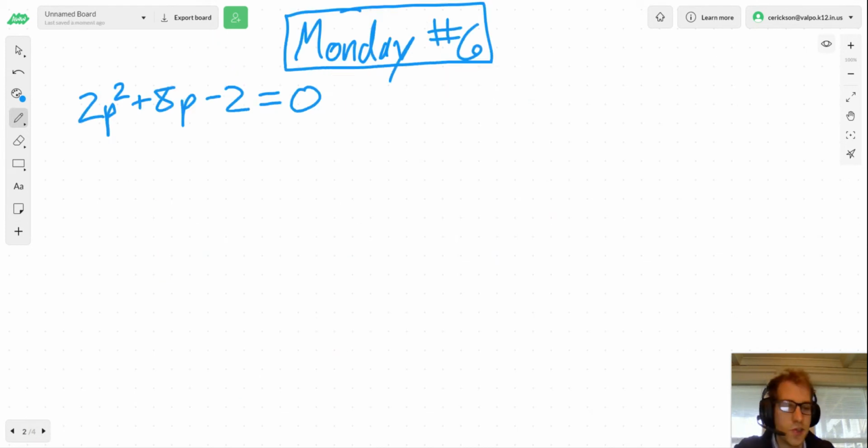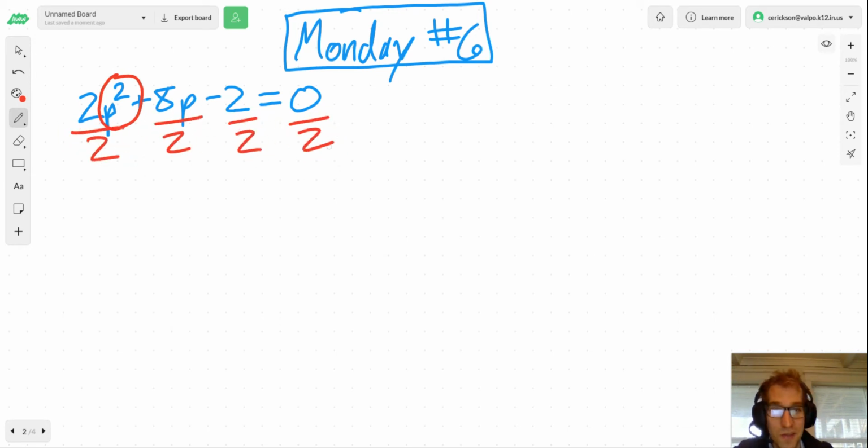So let's start here. This is number 6 on the Math Excel for complete the square for Monday. Remember, for complete the square, we need to make sure that this is just a single p squared. We can't have that 2 there. So I'm going to start by dividing both sides, or everything technically here, by 2. So we'll get p squared plus 4p minus 1 is equal to 0.